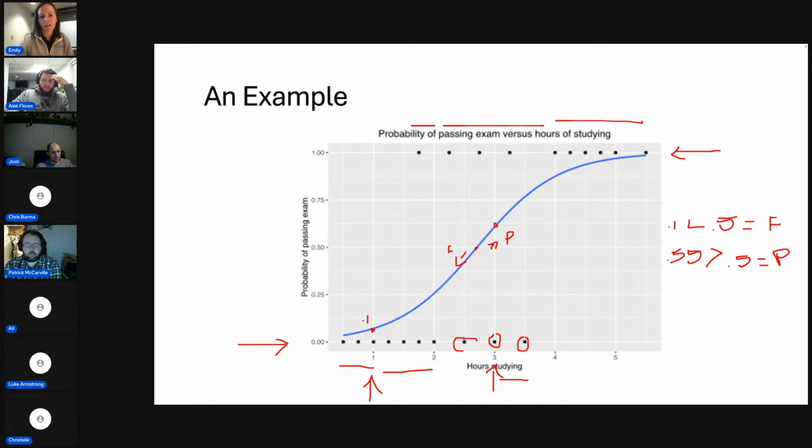So again, all models are wrong. Some are useful. It was not correct in these instances. In this instance, it was correct. They studied for more than 3 hours, and they did in fact pass. So the point I want to make here is there is some overlap between these outcomes where these probabilities will be wrong. Of course, these probabilities are correct.